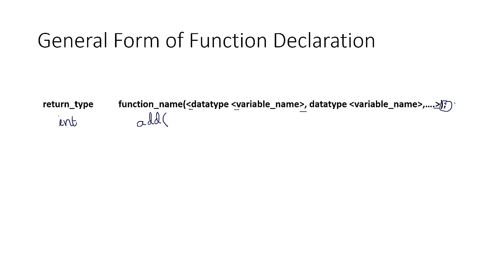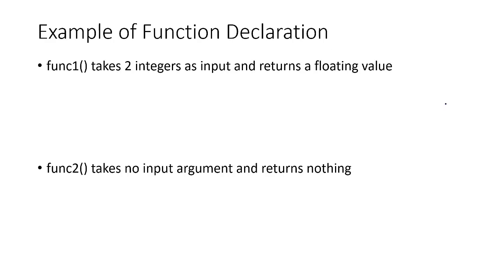Next, we are going to write some declarations using some examples. The first one is we are going to declare a function. The name of the function is func1, which will take two integer inputs and return a floating type of value. As the function is returning a floating type of value, the return type will be float. The name of the function is func1, which we need to mention.